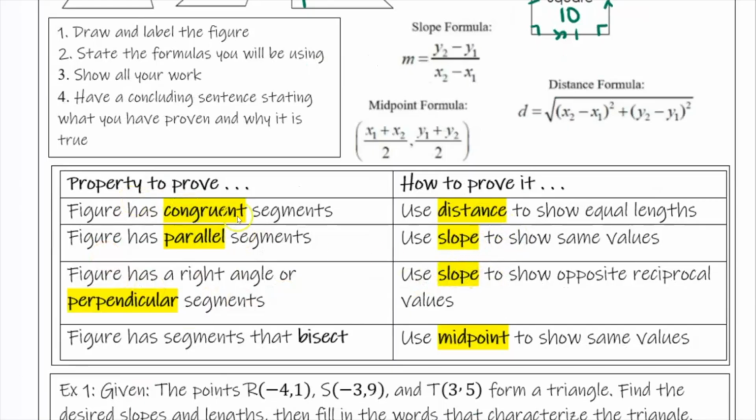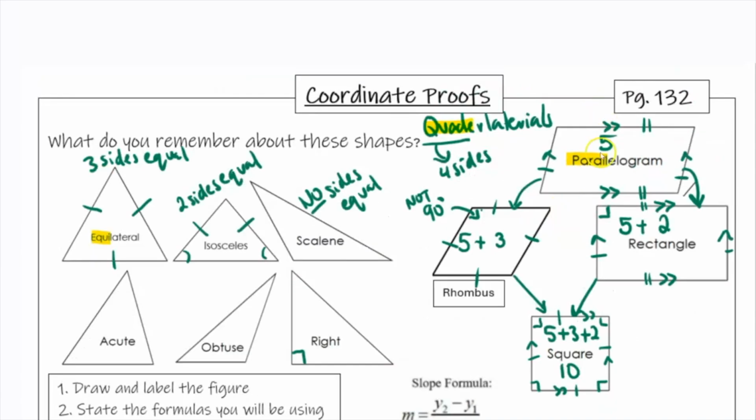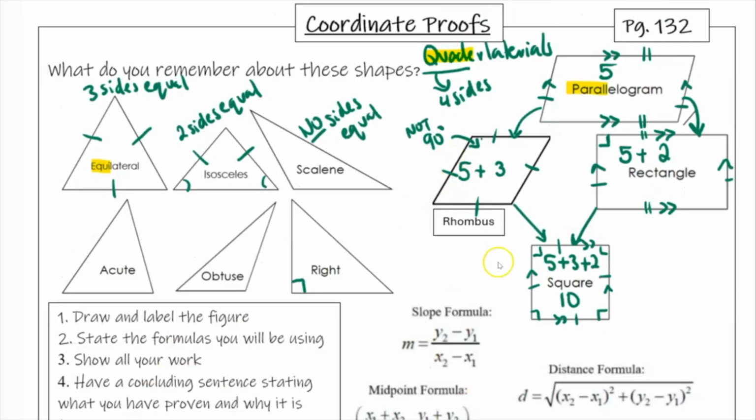So if the figure has congruent segments, like a square, so the 4 equal sides, I'm using the distance formula to show 4 equal sides. If it has parallel segments, so let's say it's a rectangle, a rhombus, a square, or even a parallelogram, I'm using the slope is the same to show that they are parallel to one another. If it has a right angle, meaning a perpendicular segment, so if it's a rectangle or a square, and I want to show that it has a 90-degree angle, I'm proving that the slopes are opposite reciprocals of one another.